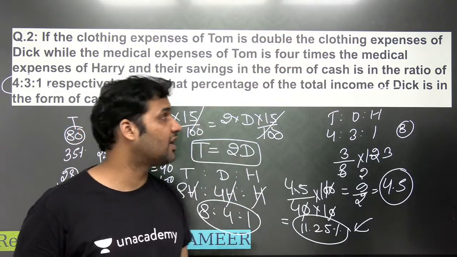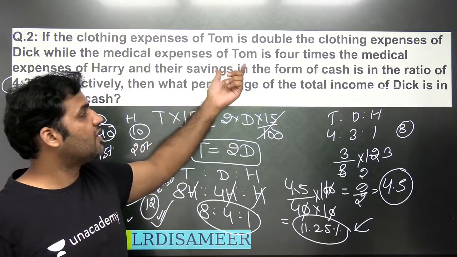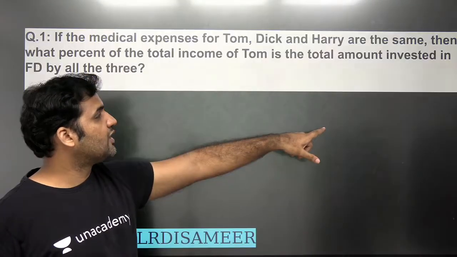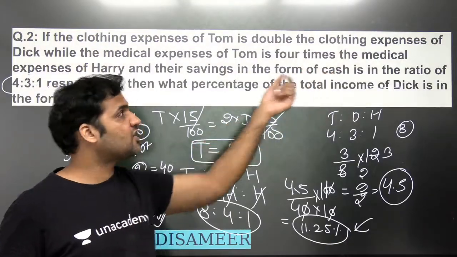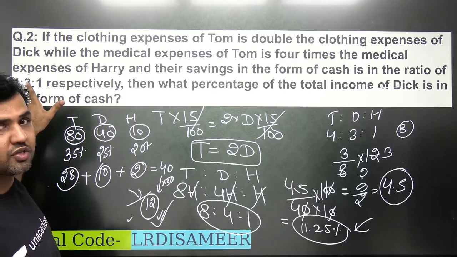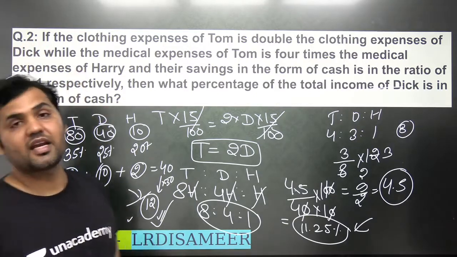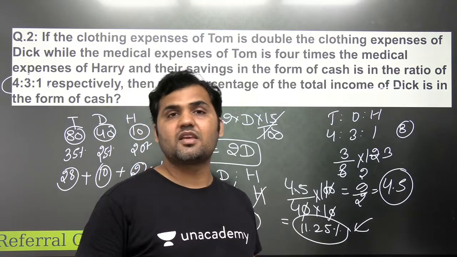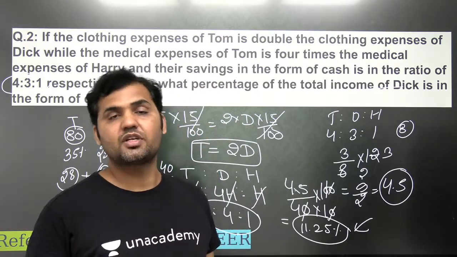Once I know the total saving, I also know what is the saving that they have in the form of cash using the fourth graph. And once you know what they are saving in the form of cash, I can find out the individual saving in the form of cash using the ratio 4:3:1. And once I find out the individual cash, I can also find out what is Dick's saving in the form of cash as a percentage of his total income, right?